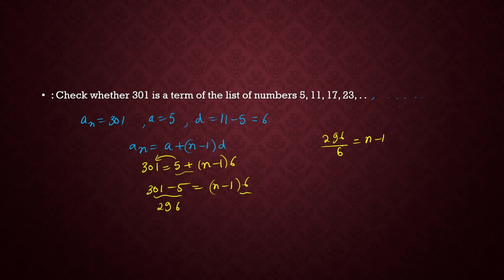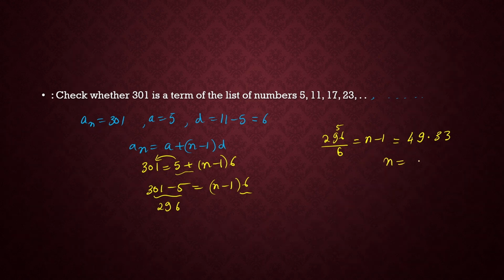So 296 divided by 6 is equal to how much? 6 5s are 30. 6 4s are 24. 5, 6. 6 9s are 54. 2 is left. So it's something like this.